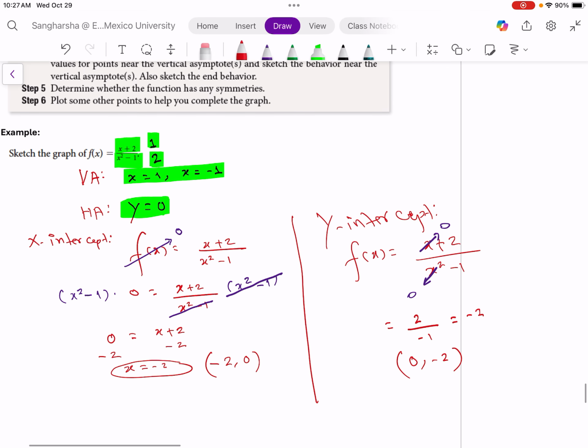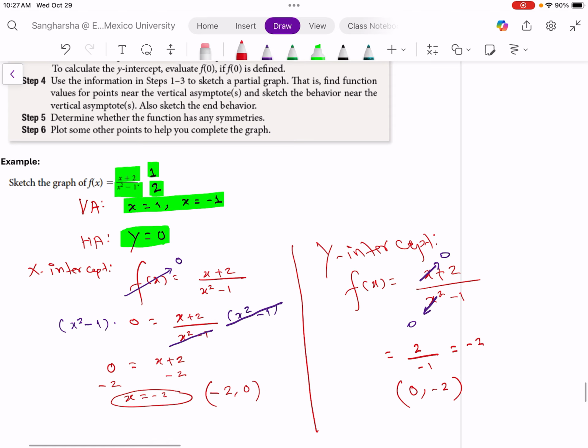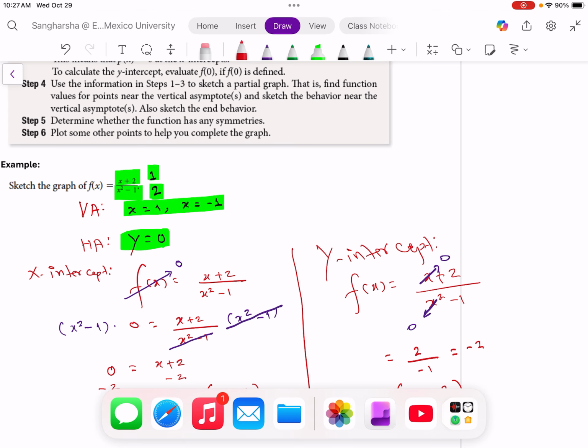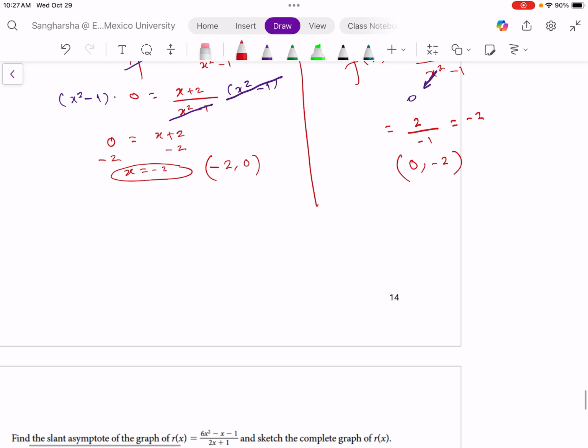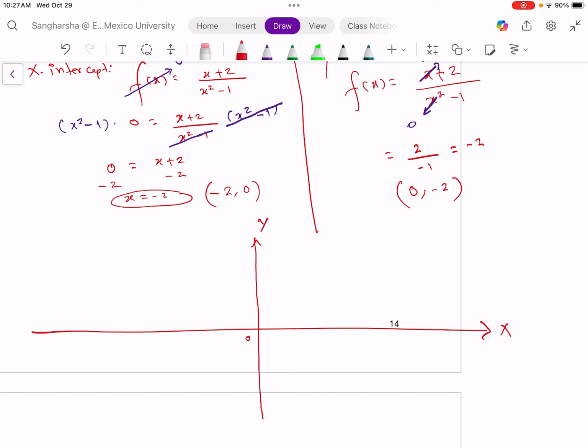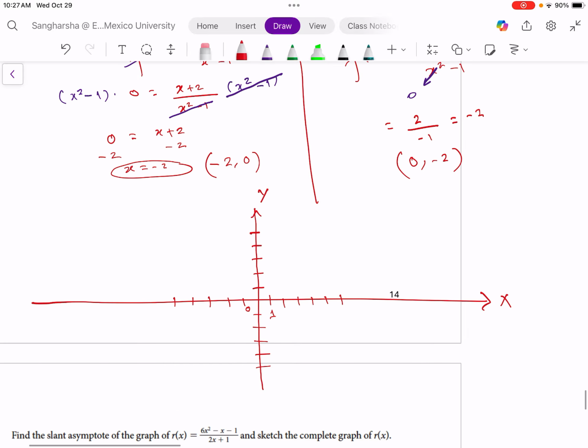Now next, it tells us to find some more points. At first, let's draw this information on our coordinate system. So let's have an x-axis, y-axis, origin. This is 1, 2, 3, 4, 5, and so on, negative 1, negative 2, negative 3, negative 4, negative 5, and the same on the y-axis. Make sure to have a scale when you draw a graph.